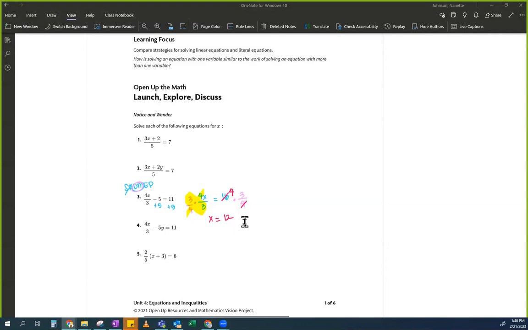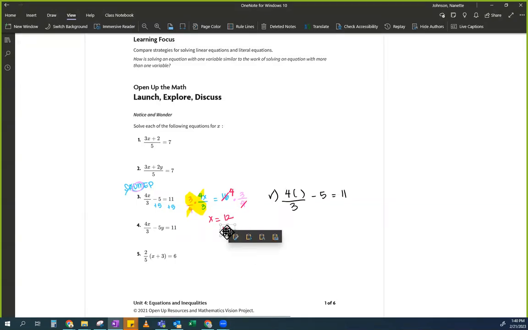Check your answer. Now, normally I wouldn't check my answer, but I'm trying to get it in your head that you should be checking every single problem on this coming up test. So I'm going to do it. It says 4 parentheses over 3 minus 5. I want it to be equal to 11. And then I'm going to plop my 12 in there.